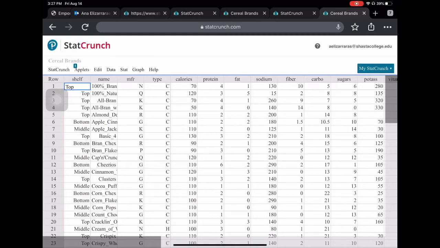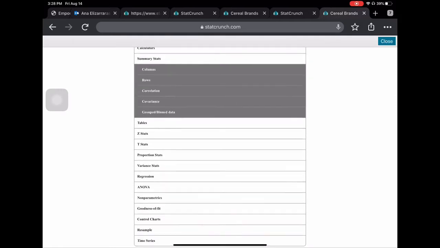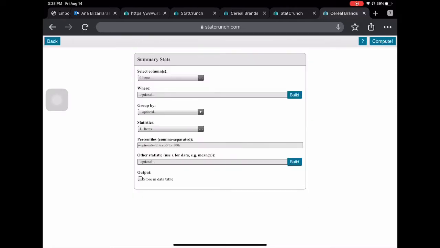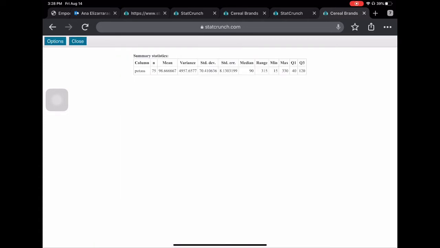Okay, welcome back. In StatCrunch, when we want to calculate summary statistics for some data set, we go to Statistics, and then we click Summary Statistics, and we're going to go by columns here. And then we have to tell it which column we want. Well, we only want to be dealing with potassium, so I'm going to select potassium here, and then I click Compute.